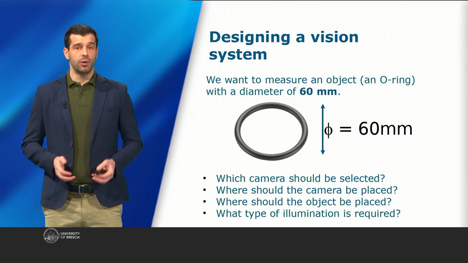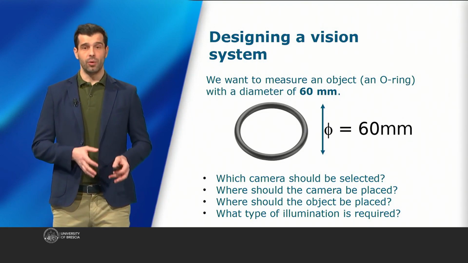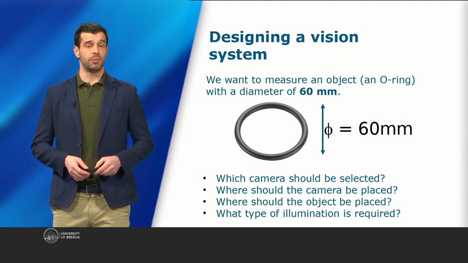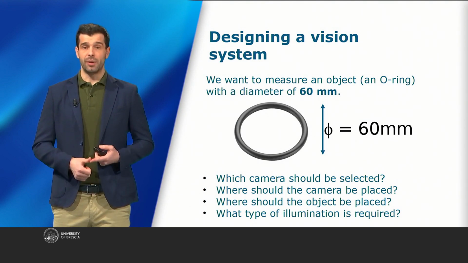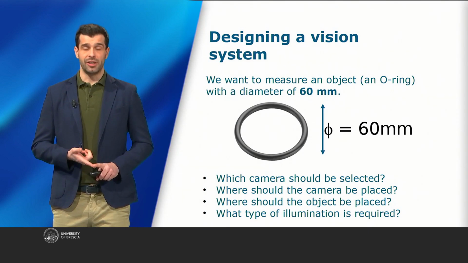Now that we have all the necessary equations, let's look at a practical example of how to design a vision system. Let's suppose we need to measure this object, an O-ring with a nominal diameter of 60 millimeters. The questions we need to ask ourselves are, which camera should I use? Where should I position the camera? Where should I place the object? And what kind of lighting do I need?